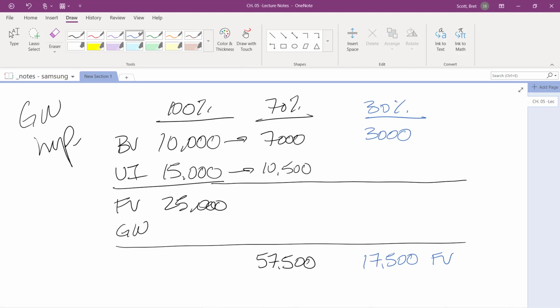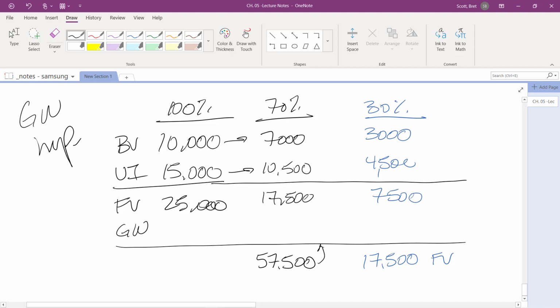10,500, 4,500. Sum that up: 7,500. Sum that other one up: 17,500. Okay. Now, as you can see, in both situations, we've got goodwill. So 10,000 is goodwill allocated to NCI, and in our case, the amount is, look at that, a nice even 40 million. But when we sum those across, the total amount of goodwill is $50 million.